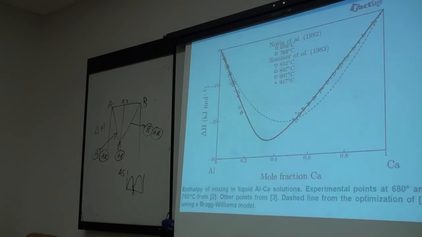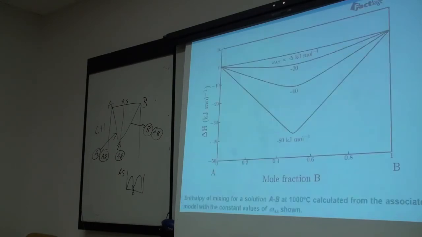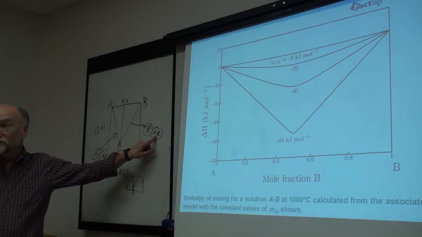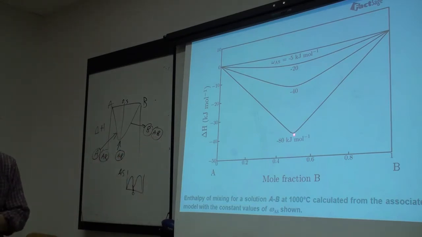Something like this, the minimum. Oh, okay, I'm going to show you. I'm going to go to the slide. Here I chose the minimum to be 50% because I use AB associates, so fine. But if I chose the minimum to be 33%, I would simply have A2B associates. And then if it was very strong, the minimum of this curve would be over 33%. But as it becomes weaker, and it becomes more just an AB solution, the minimum will move back to 50%.